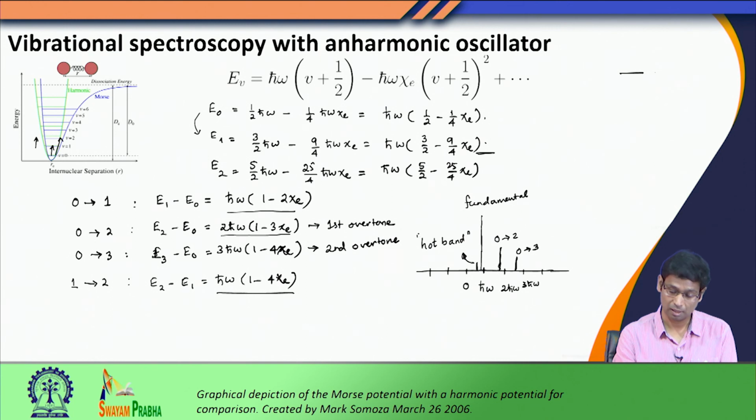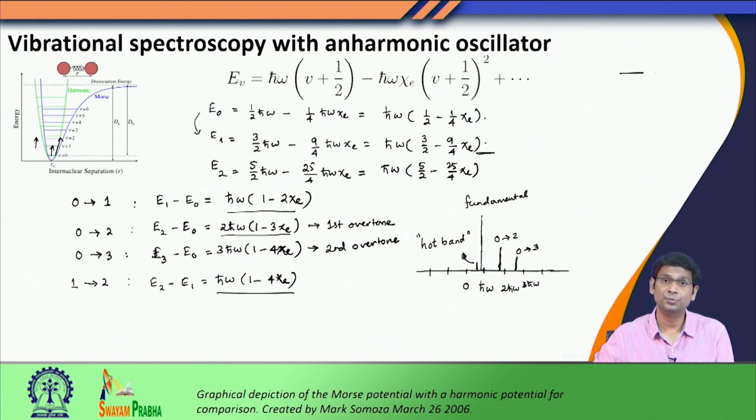And why do we call it a hot band? For the simple reason that this line would appear only when the temperature is high enough for the V equals 1 level to be populated. The 1 to 2 transition will only be observed when there are enough molecules occupying the V equals 1 level, and that happens when the temperature is high.